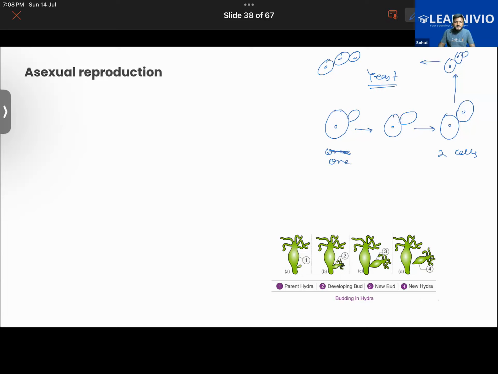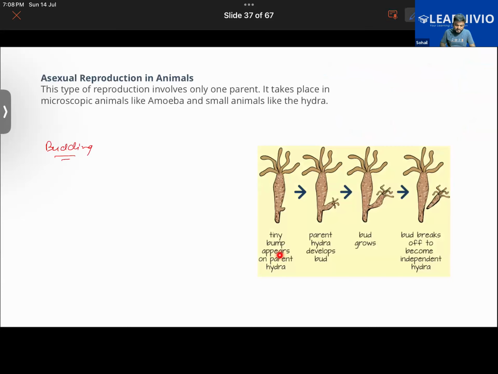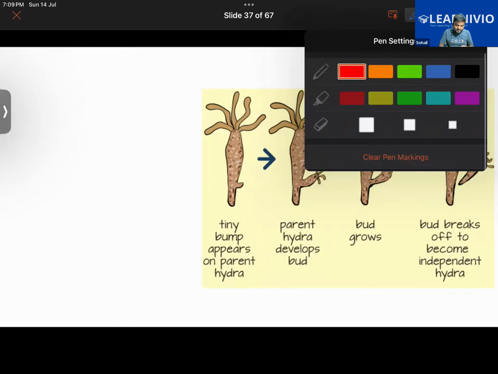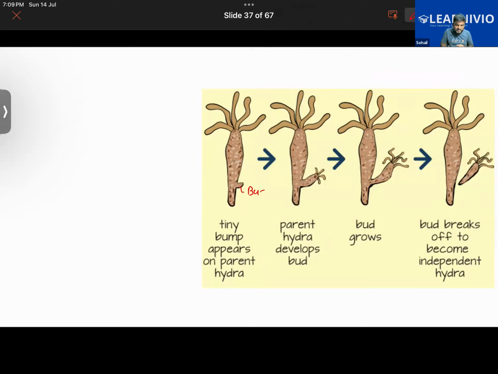Furthermore, the hydra would also be developing in a similar manner. Look at this hydra. By the way, hydra is a small aquatic animal. Keep that in mind. So what happens? In the first image, you can see a small outgrowth on the body of the hydra. This tiny outgrowth that you see is called a bud.